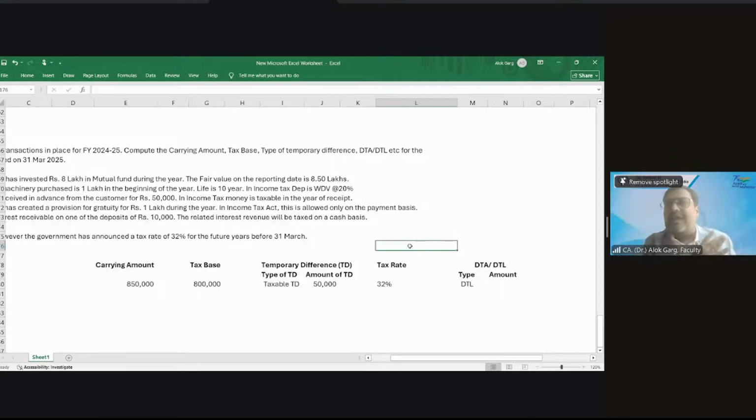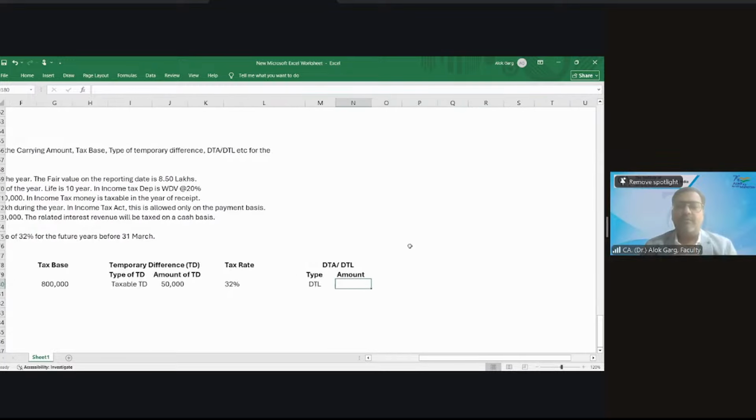Because the current year is gone, the current year's assessment will be done and the tax return will be filed. But if I sell this mutual fund today, I have to pay tax for this year, okay? So this DTL is going to be reversed at the rate of 32%. Now, it is possible to sell this mutual fund not in this year, but next year or the year after. But for future years, the only visibility is 32%, right?